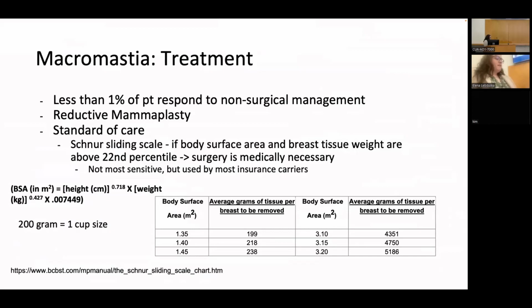The plastic surgeon's office will then document an estimate of tissue to be removed. This is done using the Schnur scale, for which the complicated calculation is put down on the screen. And this estimates the average breast weight based on body surface area, and that is the amount of tissue to be removed during the surgery.